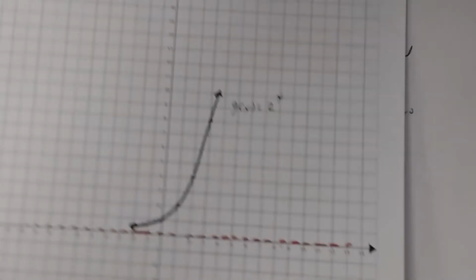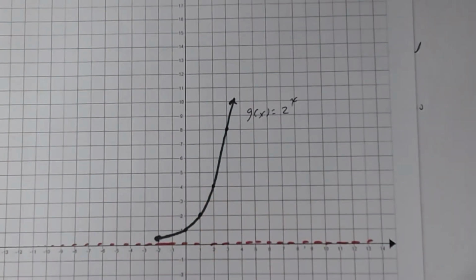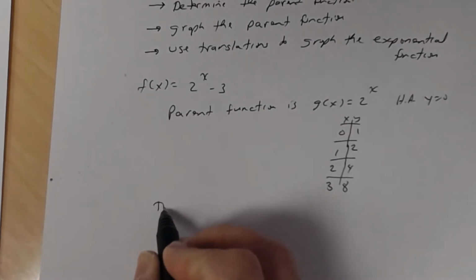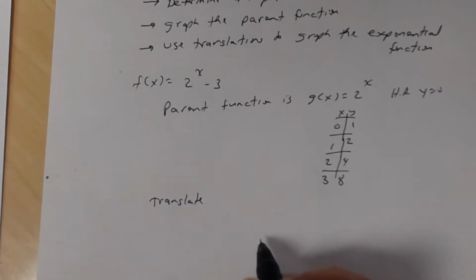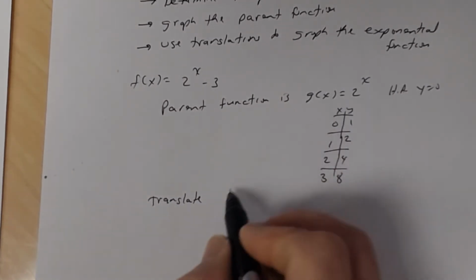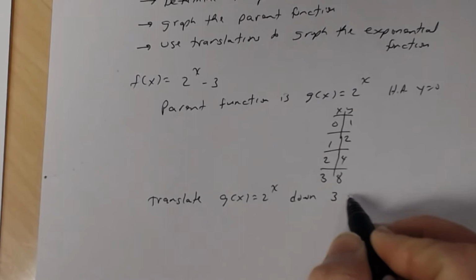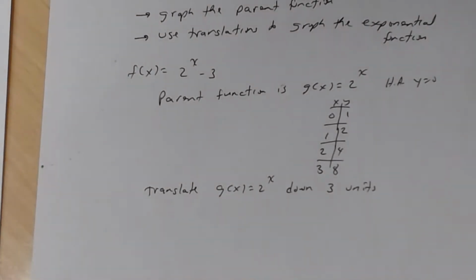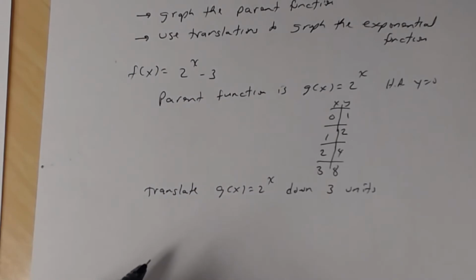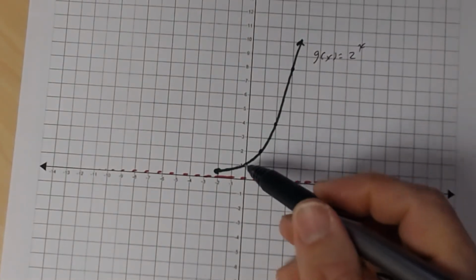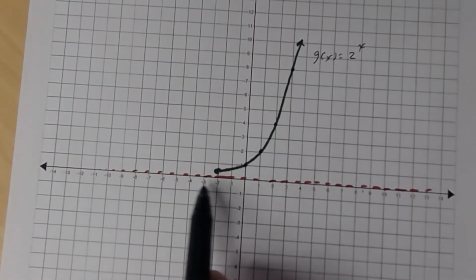So we graphed it. First thing you do is graph the parent function. Now listen carefully. You're going to translate the parent function, g of x equals 2 to the x, down 3 units. It is down 3 units because of this number right here. Remember, every point is shifted down 3 units, the horizontal asymptote as well.